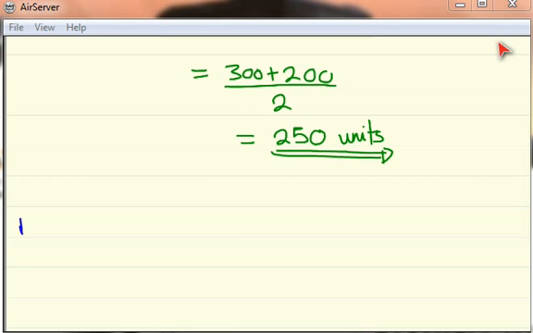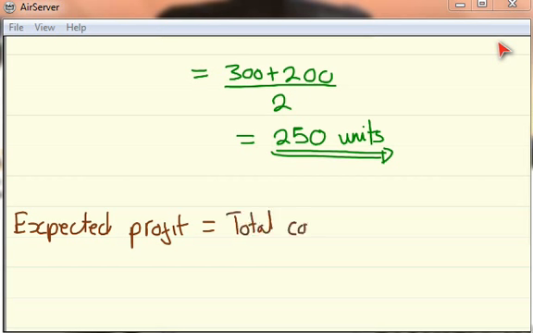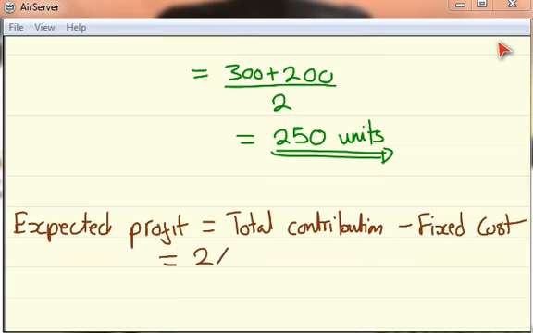So how do I get my profit? Expected profit is equal to, I could use many formulas here, but I prefer using this one: total contribution minus my fixed cost. So what is my total contribution? I know that contribution is £2 per unit, and how many units are budgeted or are being expected to be produced?